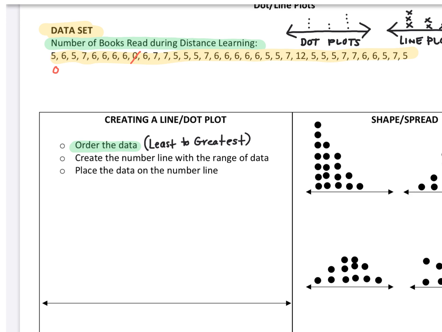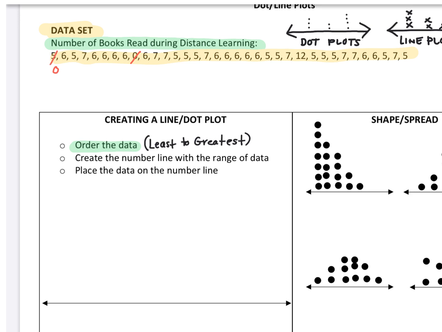Okay, so let's look for 3s. Is there anybody that read 3 books over distance learning? No, I don't see any 3s either. Okay, let's look for 4s. Let me look across. I'm going to run my pen across and see if I can find any 4s. Oh, that's not happening. Okay, I see 5, so I'm going to start crossing out 5.